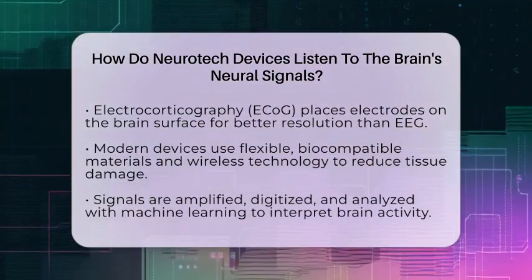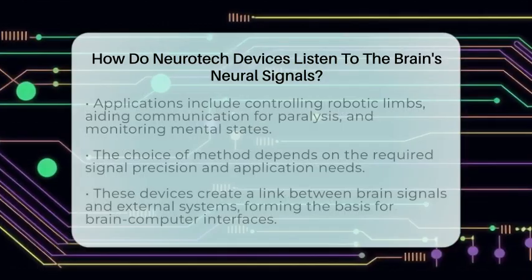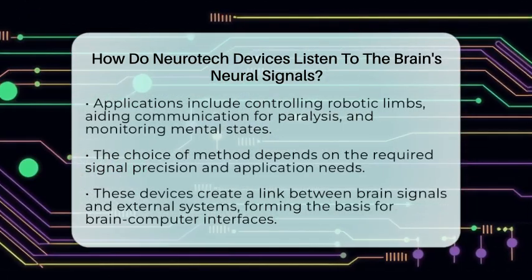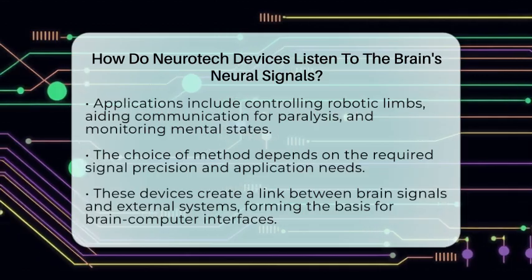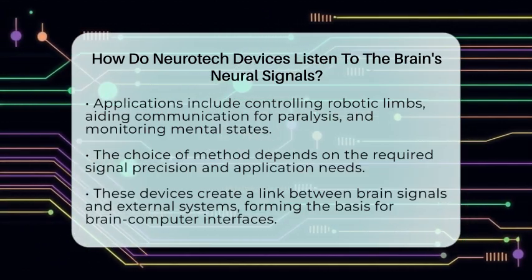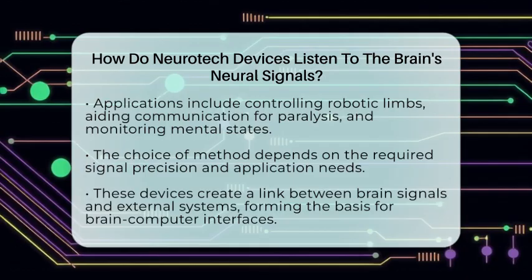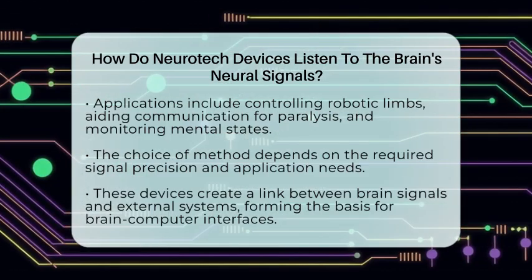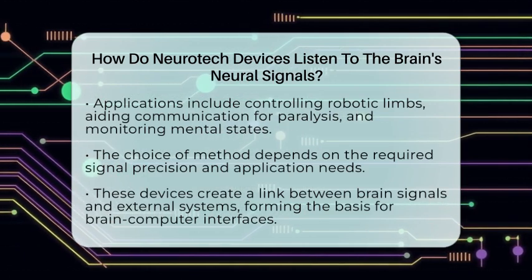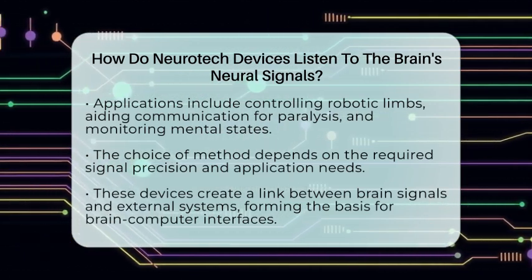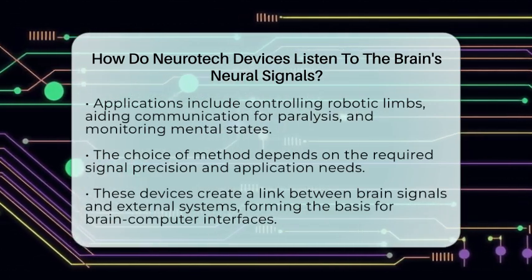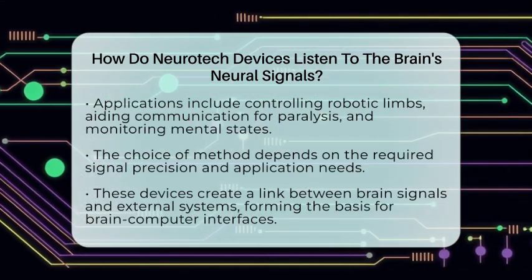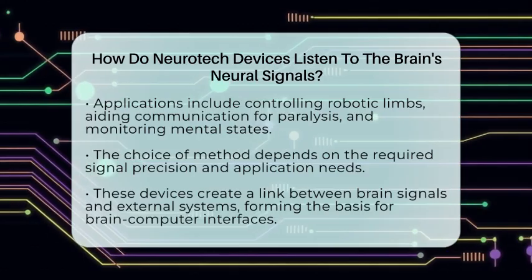Once the signals are captured, they are amplified and converted into digital form. Machine learning algorithms then analyze the patterns to interpret what the brain is trying to communicate. This process allows for applications like controlling robotic limbs, helping people with paralysis communicate, or monitoring mental states such as focus or awareness.